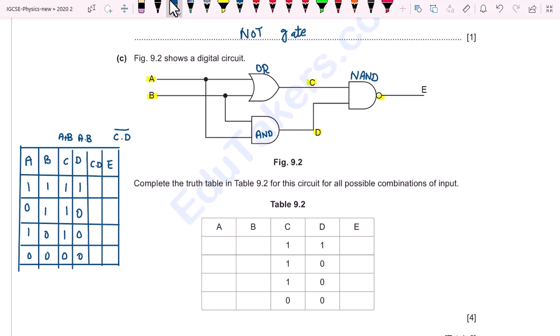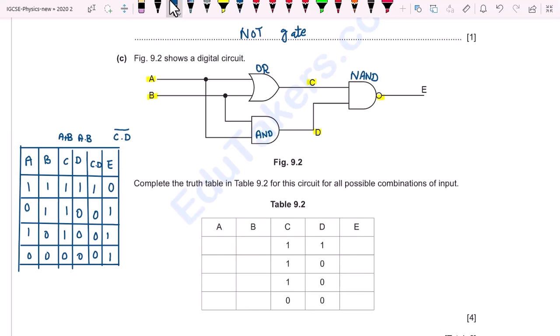So first of all, when the inputs are 1 and 1, then the output will be 1. Other possible combinations give 0, because they include at least one low input. And E is obtained when I take the NOT gate of C dot D. It means that I have to change 1 into 0 and 0 into 1. So I write these here. Now you can see this table and fill table 9.2.